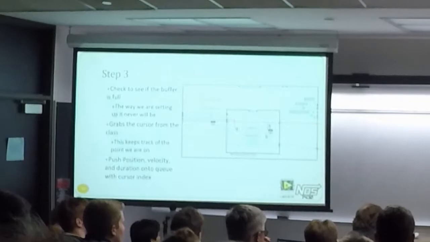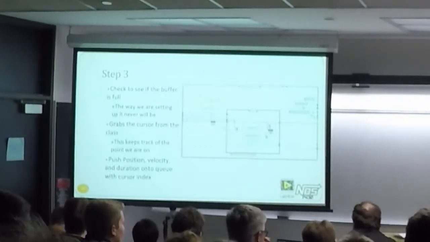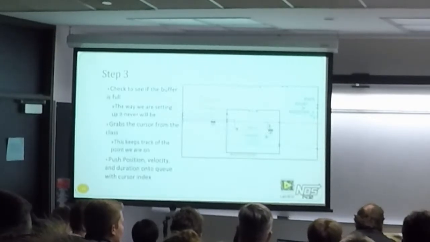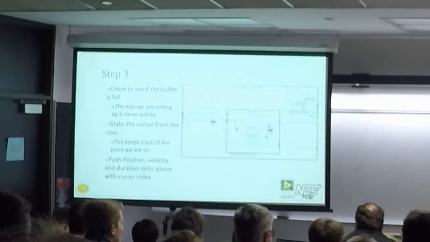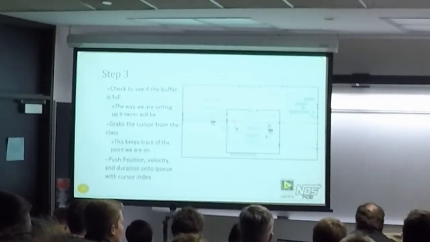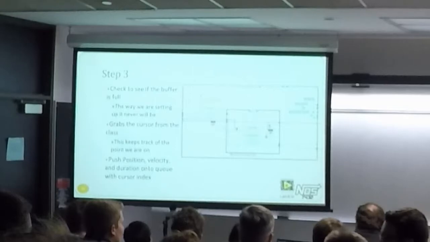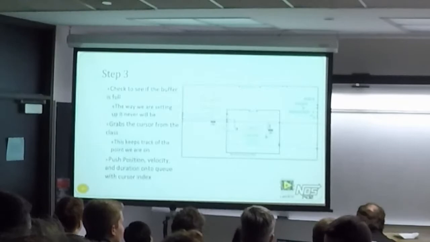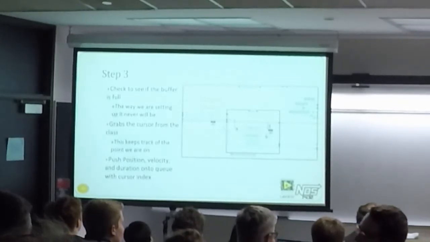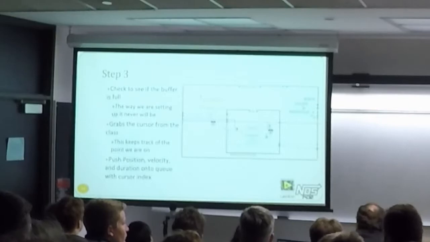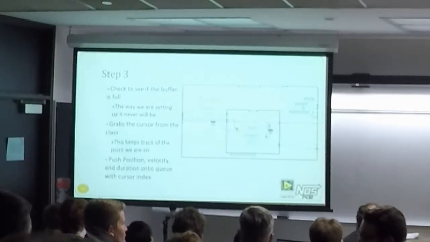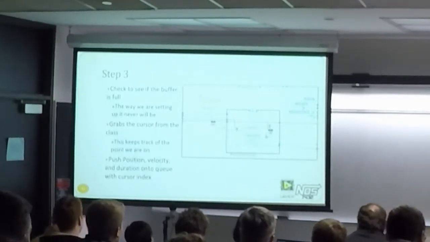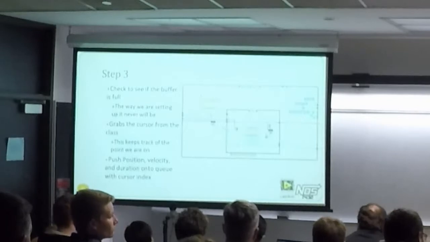And so we're going to grab the cursor from the class. What you need to do is keep track of how many times that for loop went through your program to figure out what point you're actually on. You're going to push the position, velocity, and duration onto the queue with the cursor index that you have from your for loop. Through this whole class, this cursor is just doing a +1 every time it runs through. It's grabbing the array index element with that cursor ID. It sends duration, position, and velocity. And then it'll set a 0 position in invert motors, which is false and false.